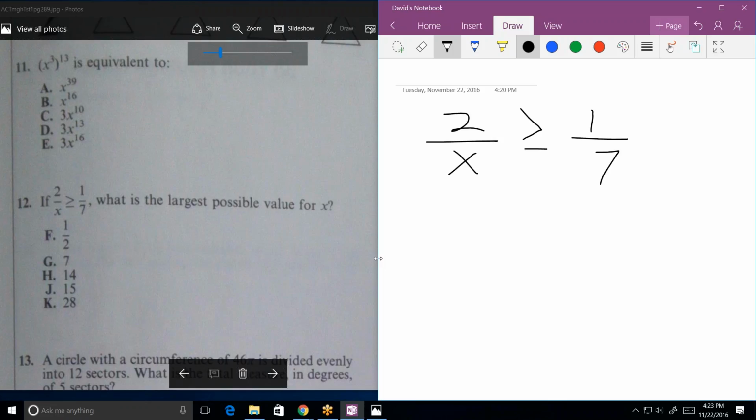You're right. 14. In other words, both of these work. There's no denying that 1/2 works and so does 7. But 14 also works, and that's larger than either of those. And 15 does not work, nor does 28. Yes. I get that now.